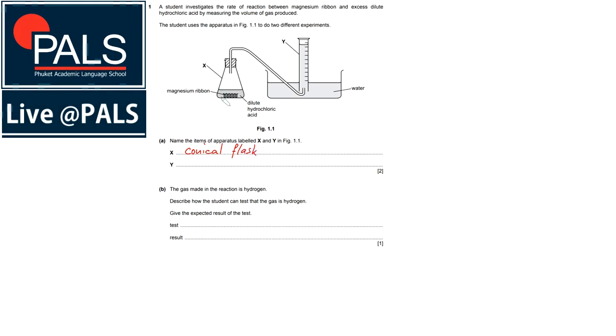Now, if you're not a native speaker, it is called a conical flask because of its shape. This shape in general is a cone, so therefore it's called a conical flask. Y is a measuring cylinder. Here as well, the shape itself is a cylinder, so therefore measuring cylinder.